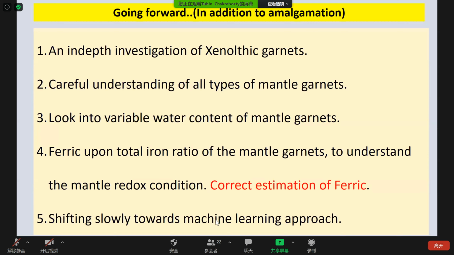So we'll take some help from the machine learning group if needed, because we'll need to compare the ferric estimation we are getting from EPMA with the ferric estimation of Mössbauer techniques. One of the undergrads is actually compiling the data from Mössbauer spectrometry, so that we can get a comprehensive understanding.